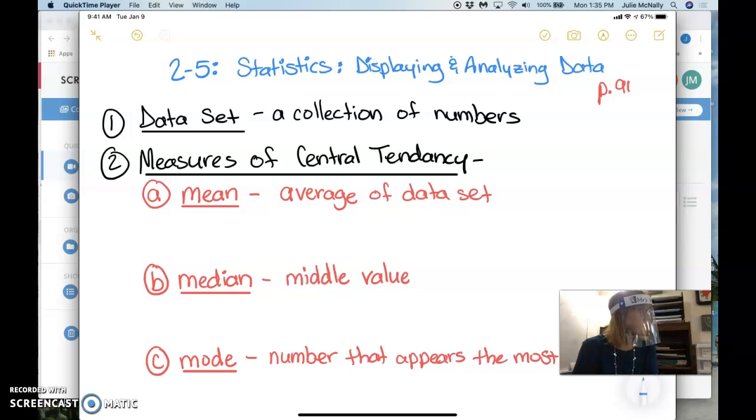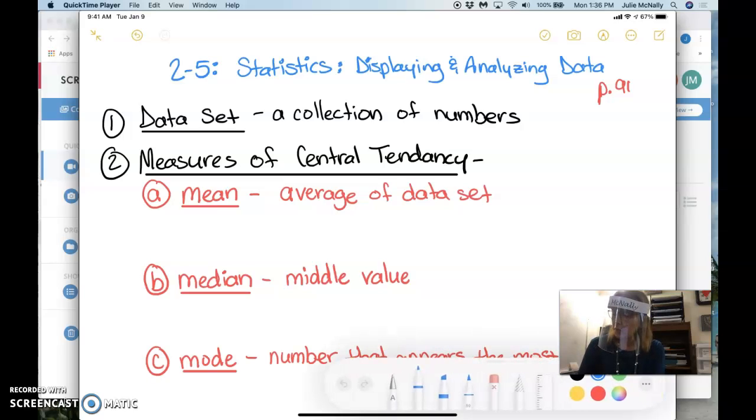The second thing we're going to talk about is measures of central tendency. And there are three things when we talk about central tendency. There is the mean, the median, and the mode. The easiest way to remember these is by these short definitions that I have written down. The mean is the average of your data. And I'll show you an example of that in a second.